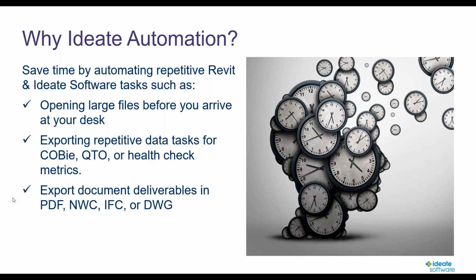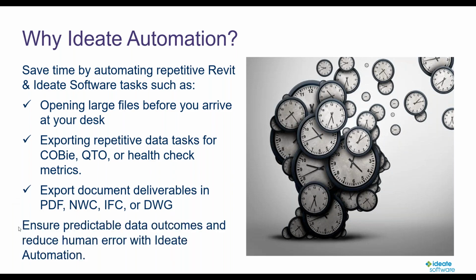And then of course there's the deliverables. In addition to IFC, you can use automation to schedule the production of PDFs, NWC files and DWG files as well. So this is all about freeing up time and making it free of human error. This is where Ideate Automation really can make a big difference to your workflows.